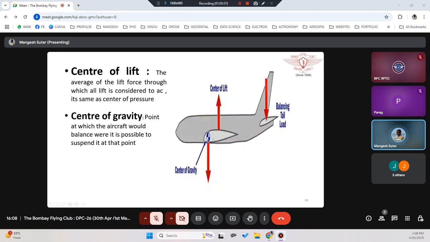The most important part is that the center of gravity always has to be a little bit ahead of the center of lift or center of pressure. You can test this. For example, you can take a paper roll, put some newspaper inside it, tie a string to it, and try to balance it.